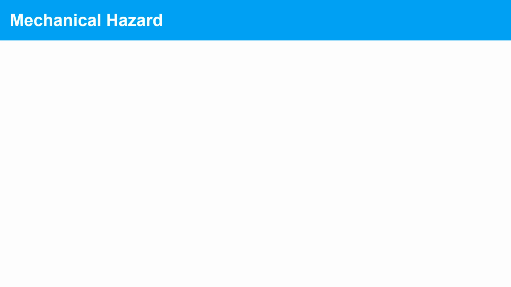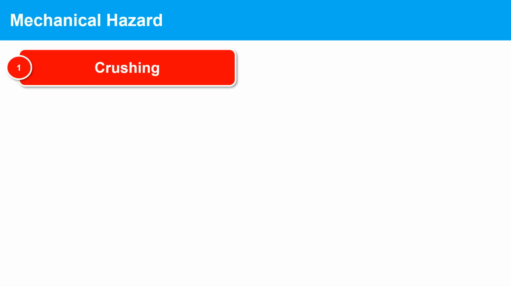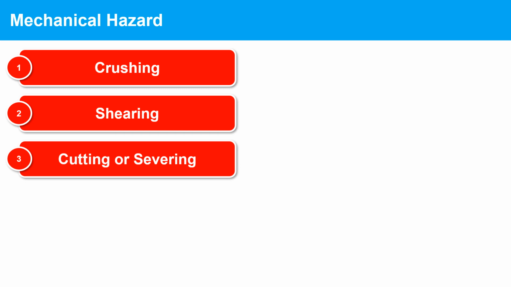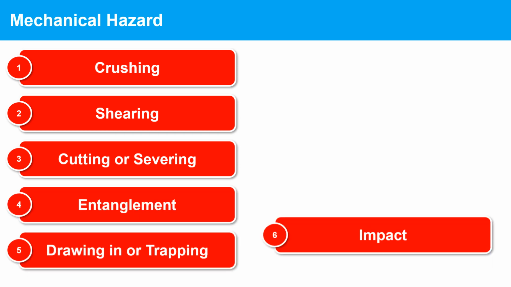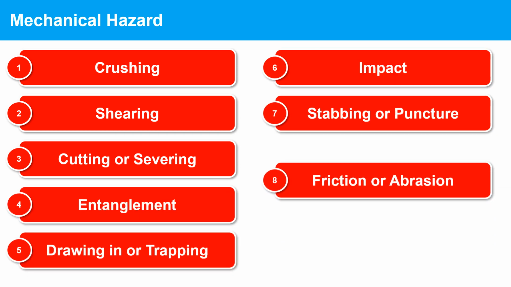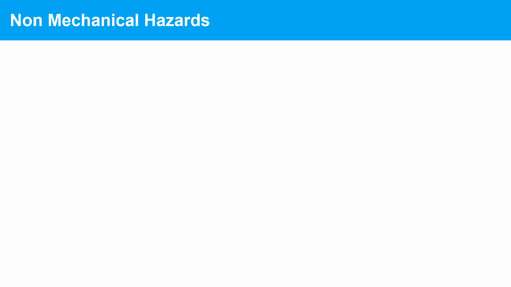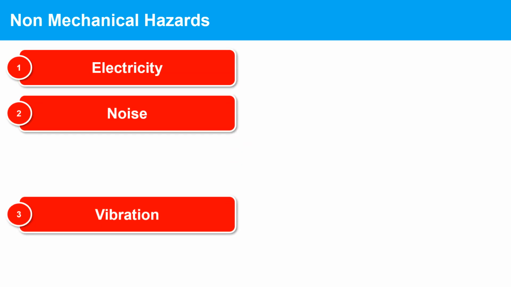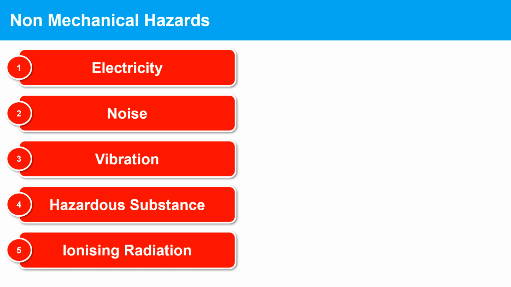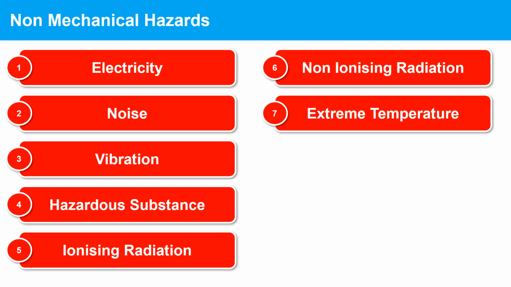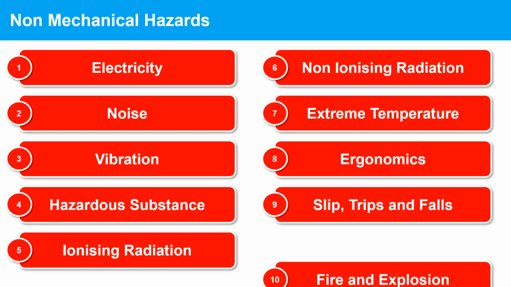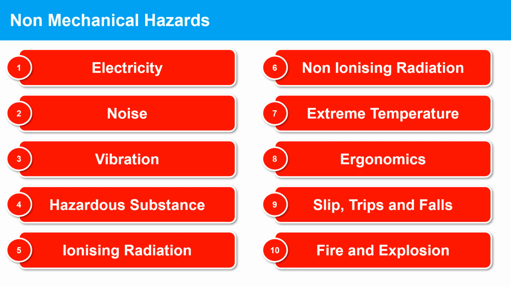The mechanical hazards of machinery are crushing, shearing, cutting or severing, entanglement, drawing in or trapping, impact, stabbing or puncture, friction or abrasion, and high-pressure fluid injection. The non-mechanical hazards of machinery are electricity, noise, vibration, hazardous substances, radiation, ionizing and non-ionizing, extreme temperatures, ergonomics, slips, trips and falls, and fire and explosion. Let us understand the type of mechanical hazards in detail.